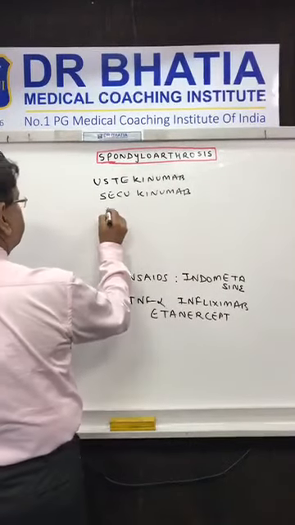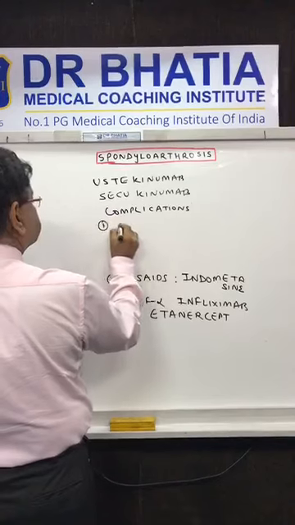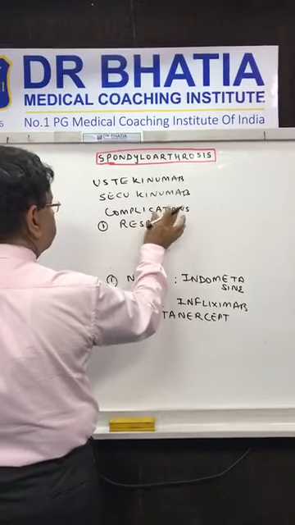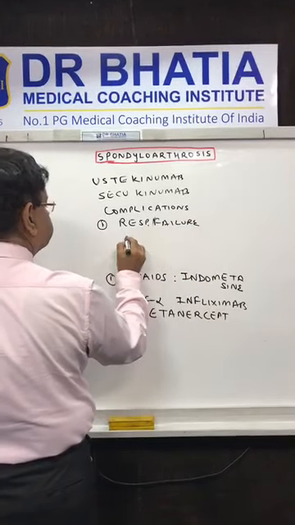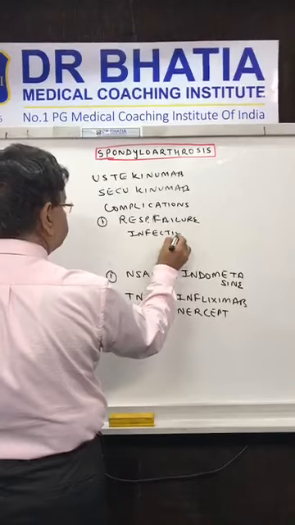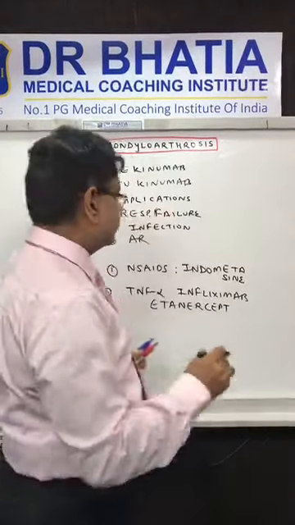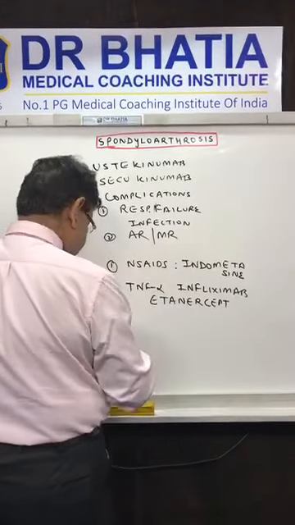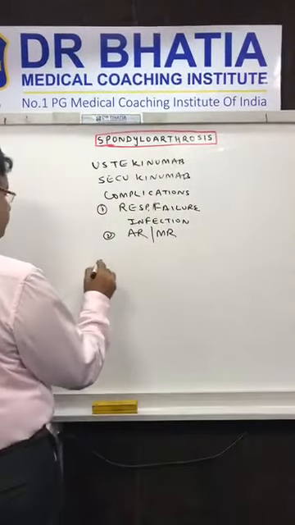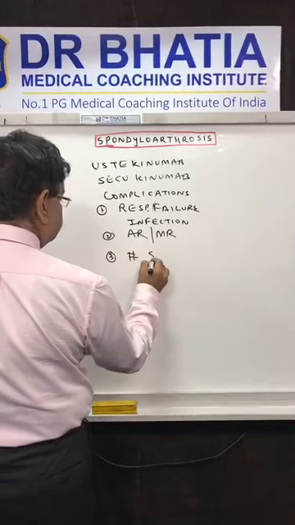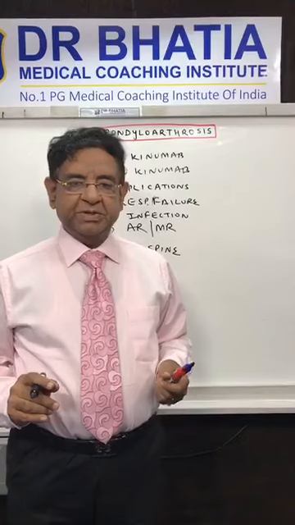Now, what are the complications which can occur in this patient? First is respiratory failure or recurrent chest infections. Aortic regurgitation is a big problem in this patient. Of course, MR can be there, and in this patient, as the spine is very rigid, fracture of the spine is again a contributor to mortality of these patients.